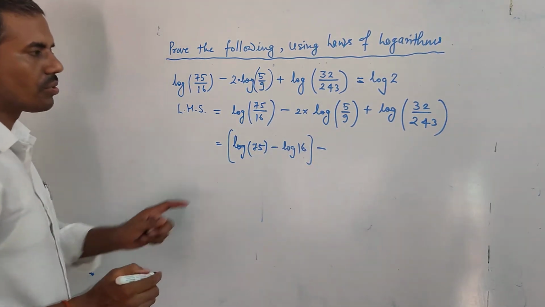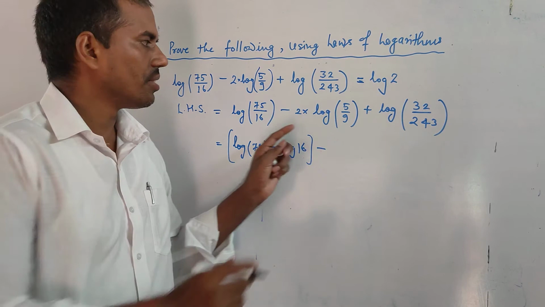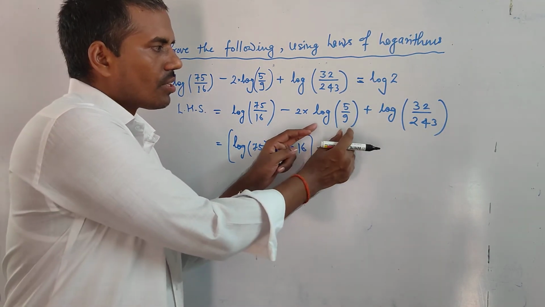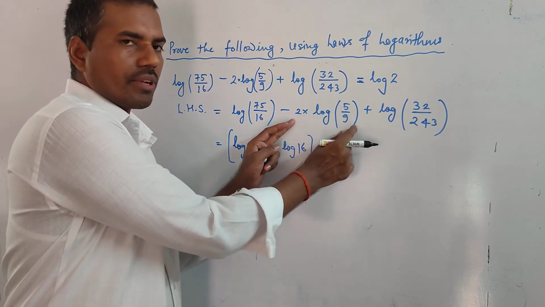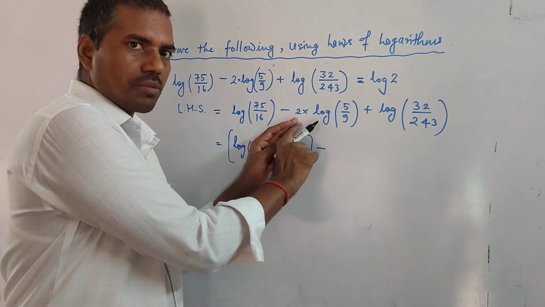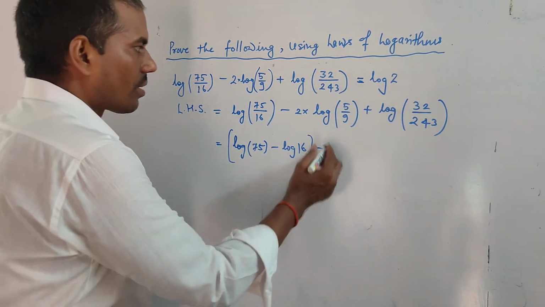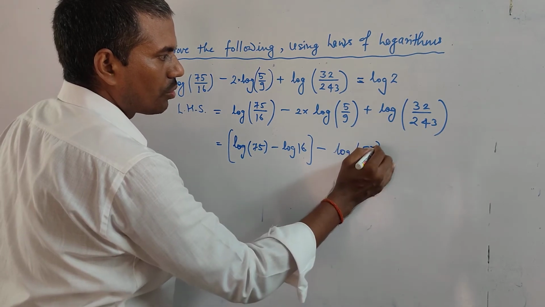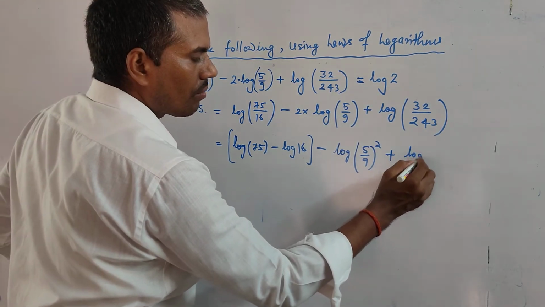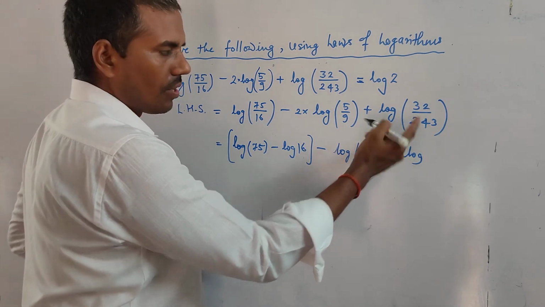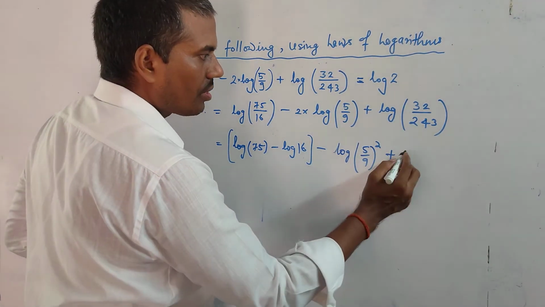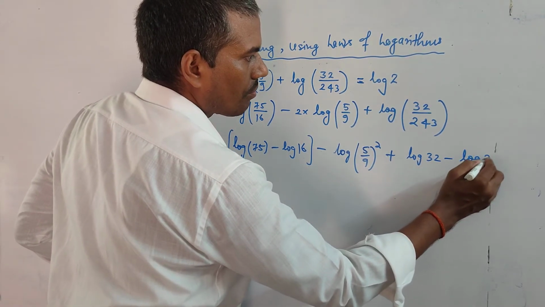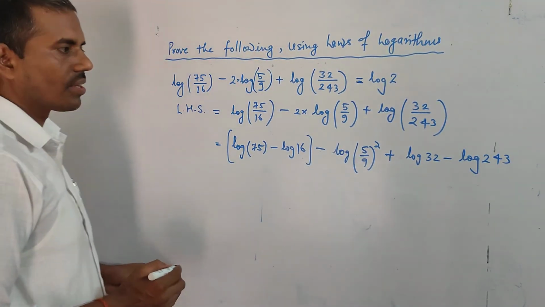And the second one is 2 times log of m by n. This is the law of exponent, where n is equal to 2 and suppose this is m, so 2 times log of m becomes log of m to the power 2. Write it as log of 5 by 9 to the power 2 plus log of 32 by 243. Using the law of quotient, we write it as log of 32 minus log of 243.